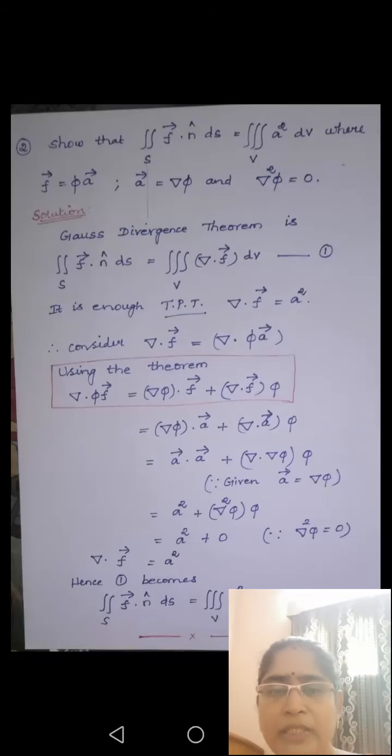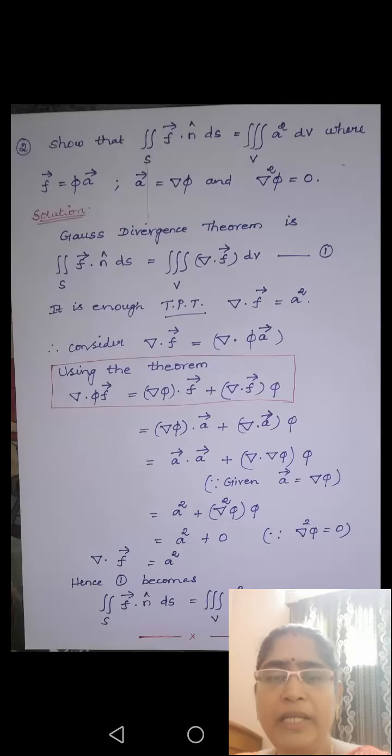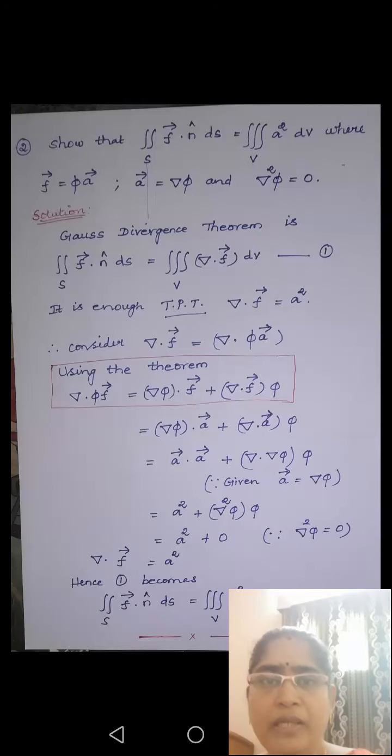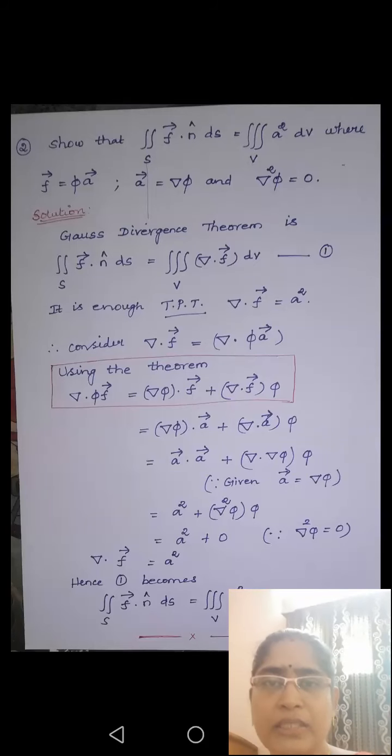Now, coming to the next problem, show that double integral over S f vector dot n cap into ds is equal to triple integral over V a square into dv, where f vector is equal to phi into a vector, a vector is equal to del phi and del square phi is equal to 0.